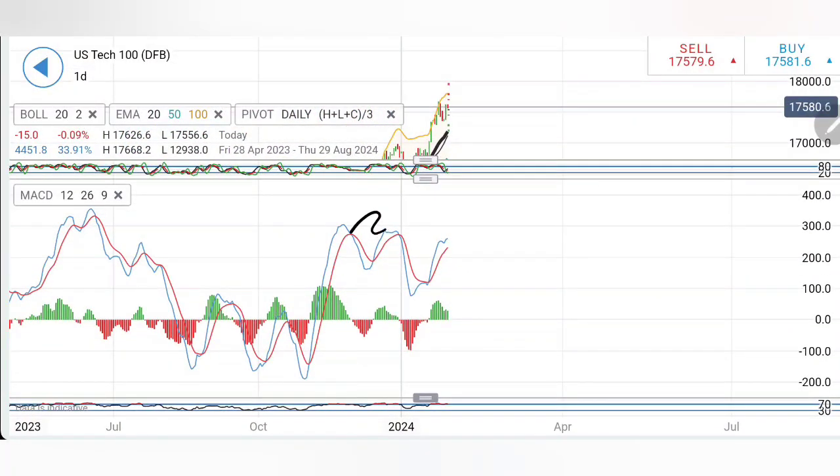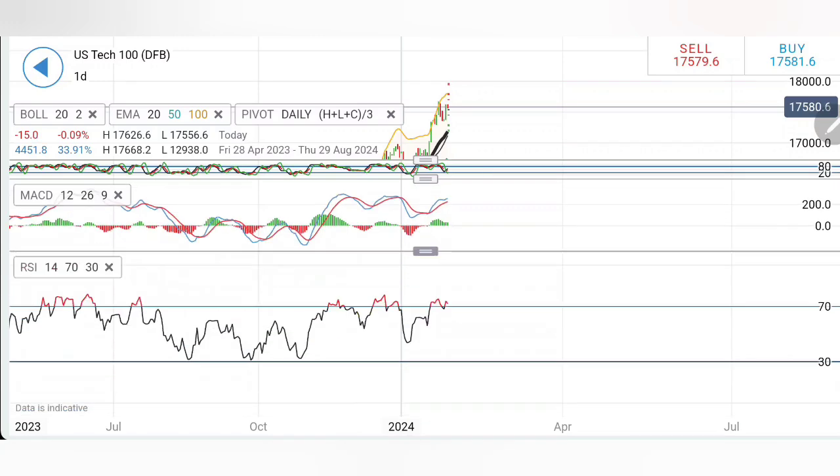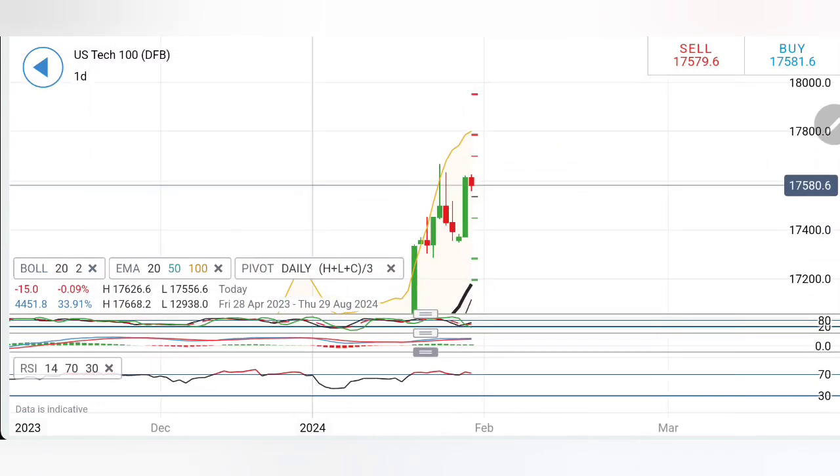Now look at MACD on the daily charts, it has almost achieved a peak, but yes, it has scope to rise further, though it is still on the overbought side. RSI is overbought as well.